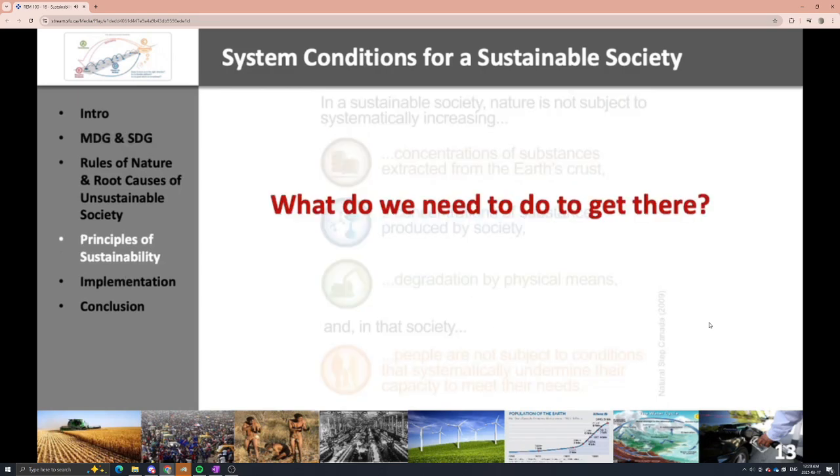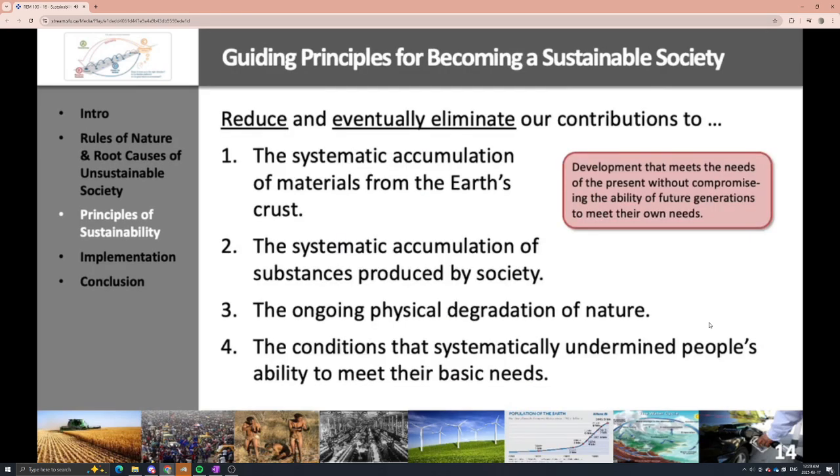So the big question is, how do we become a sustainable society? This brings us to the guiding principles for becoming a sustainable society, which provides some simple rules that can help us move towards being a sustainable society. These rules state that we need to reduce and eventually eliminate our contributions to the systematic accumulation of materials from the Earth's crust. We need to eliminate the systematic accumulation of substances produced by society. We need to eliminate the ongoing physical degradation of nature, and we need to eliminate conditions that systematically undermine people's ability to meet their basic needs. These rules are really quite basic, but they are directly grounded in the rules of nature and the causes for our unsustainable societies that we just derived from them.